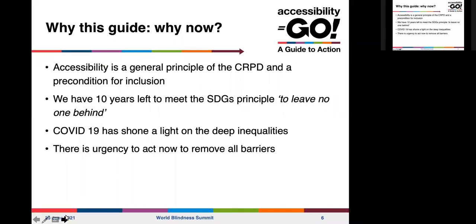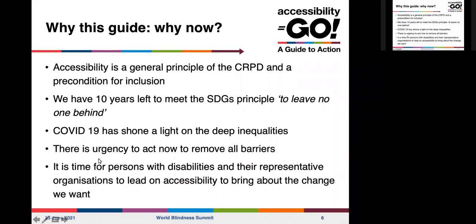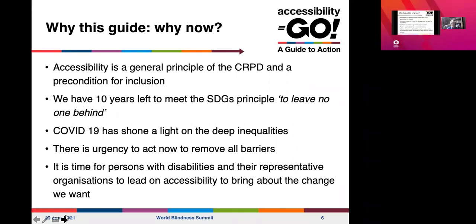And for CBM Global, we're delighted with this privilege of working with DPOs. We're recognizing that it's persons with disabilities and their representative organizations, WBU, IDA, the European Disability Forum, ONSE, all of the disability movement that needs to be in the front, leading the change on accessibility. That's critical for the change that we expect to see. For CBM Global, it's about having an authentic partnership with the disability movement to really make sure that it's people with disability in the lead.